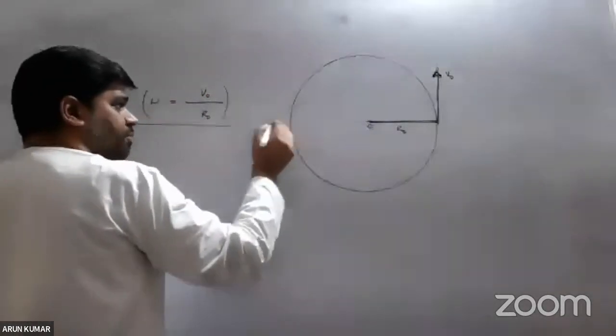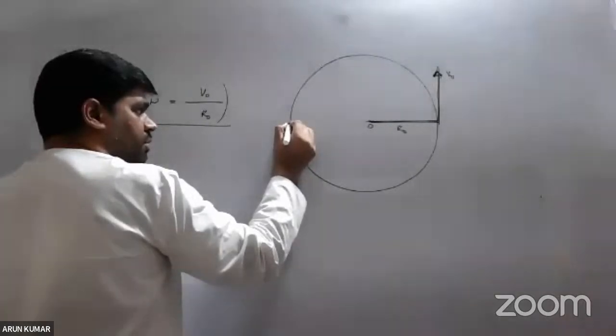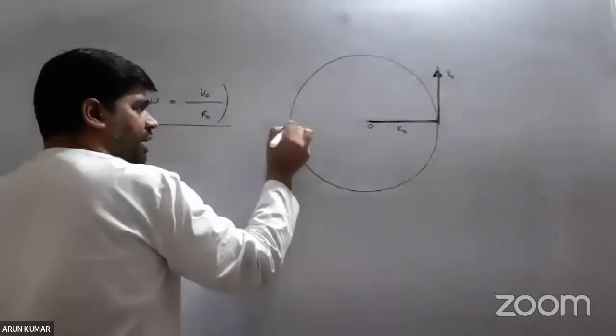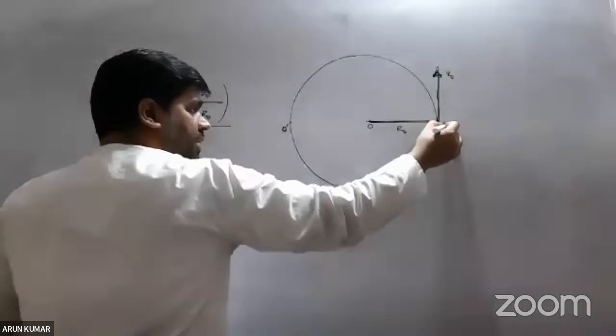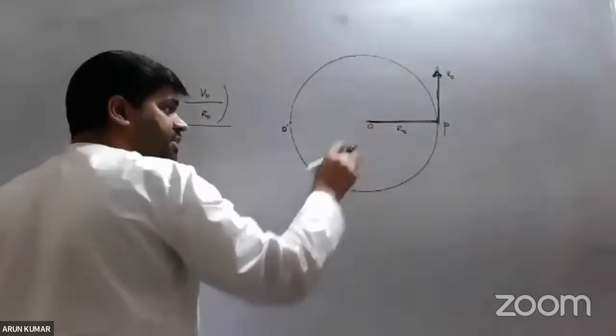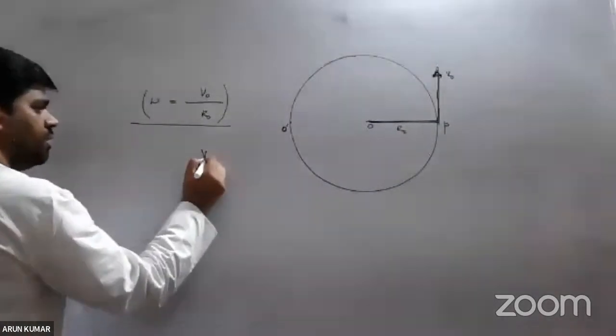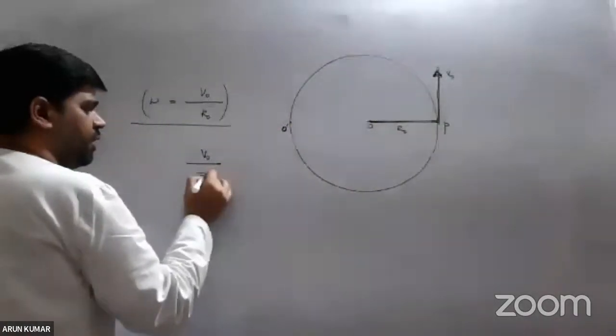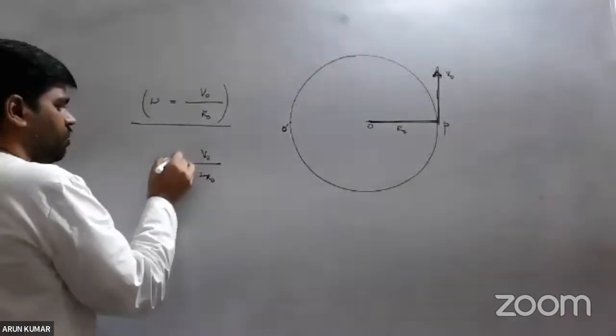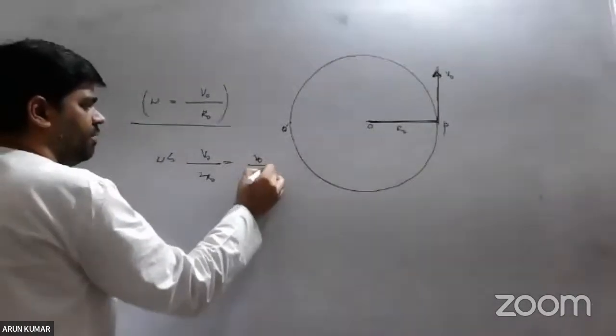But if I have another point over here, O prime, I have to find the angular velocity of the particle P about this point O prime at this instant. So V perpendicular is V naught, and the distance between them is 2R. So omega prime is V naught by 2R naught.